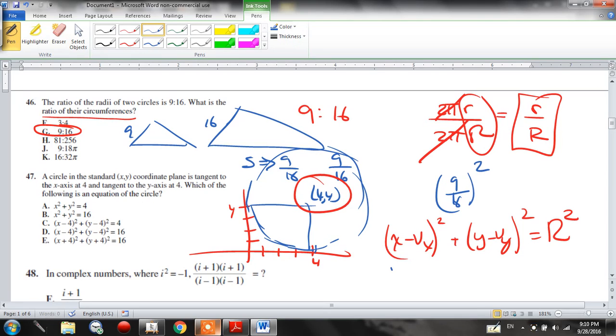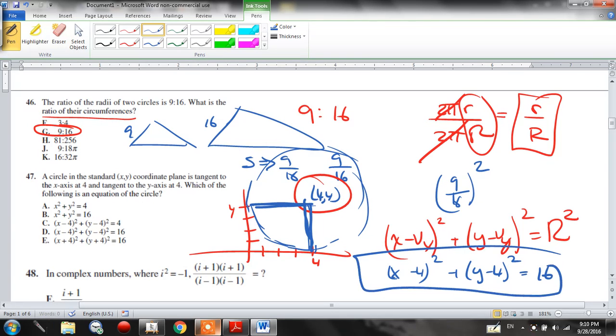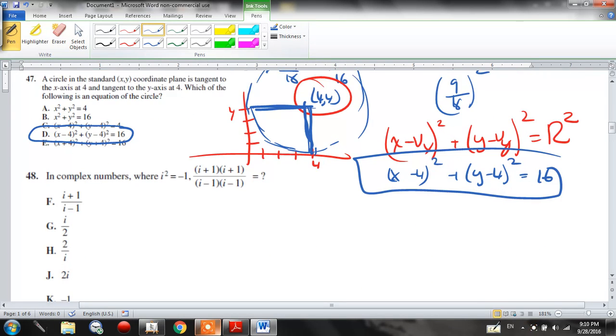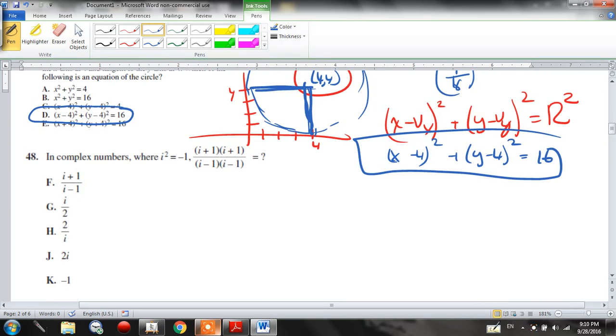Okay? So there's going to be x minus 4 squared plus y minus 4 squared equals, what's the radius here? The radius is right here. Radius is 4. 4 squared is 16. Okay? That is this, D. Got it? So for that question, you have to know the equation of the circle. Very popular question. Remember, the radius is squared.